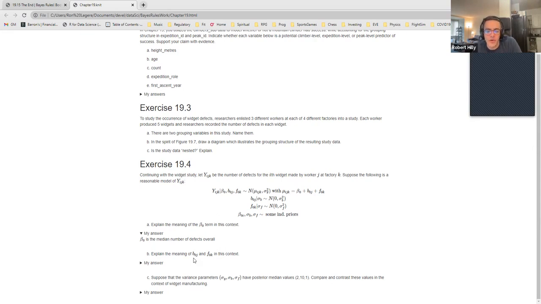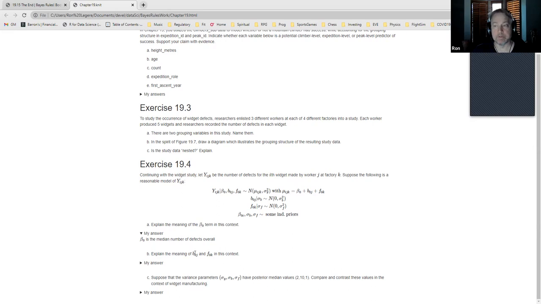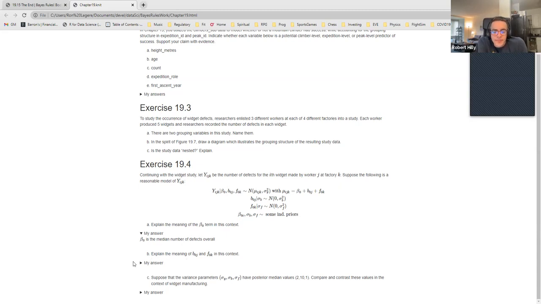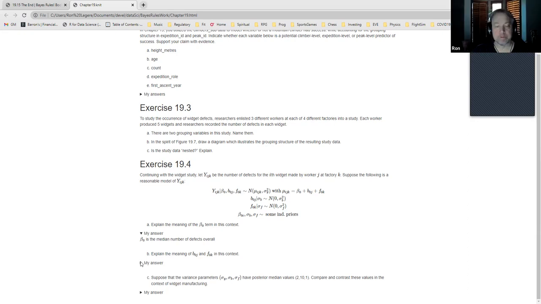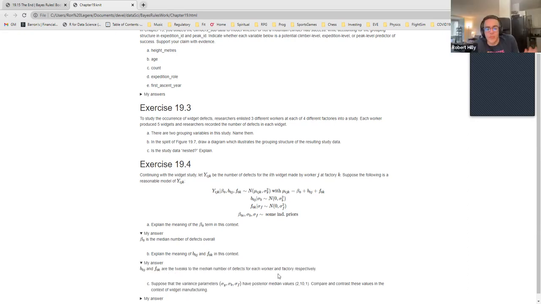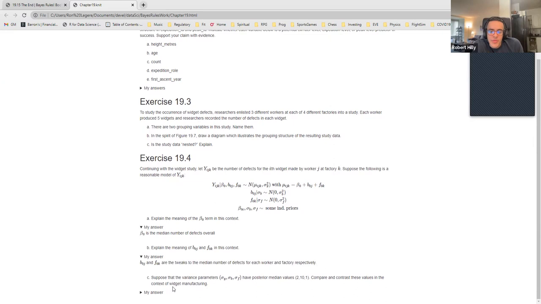And then similarly with the tweak over beta zero, right? It's the added amount. So you're adding whatever they are to the global. Similar with, obviously, the factory.